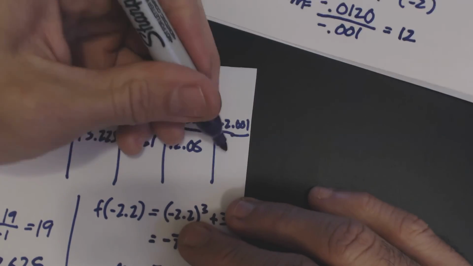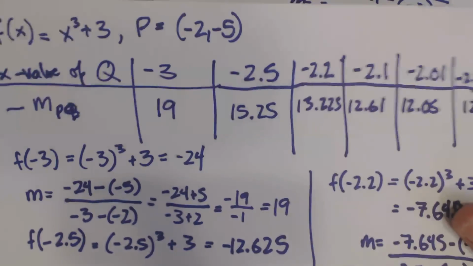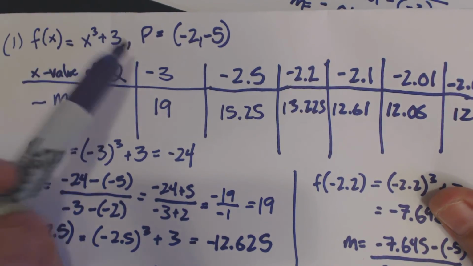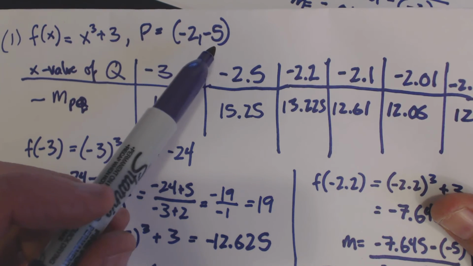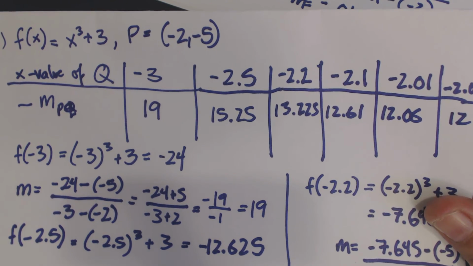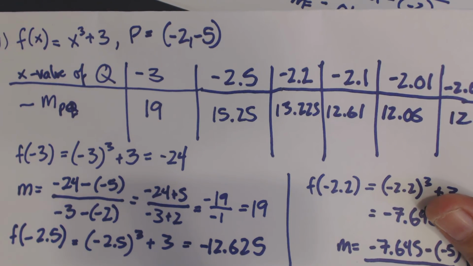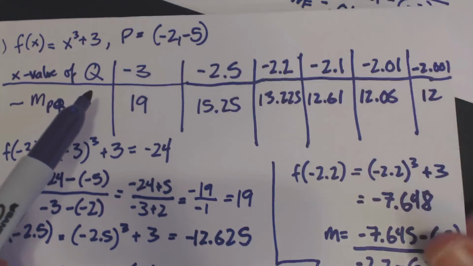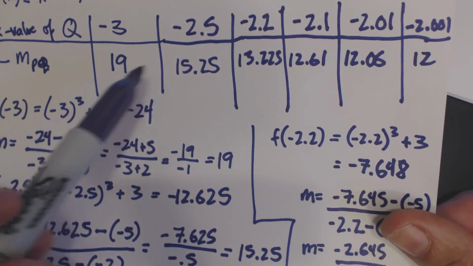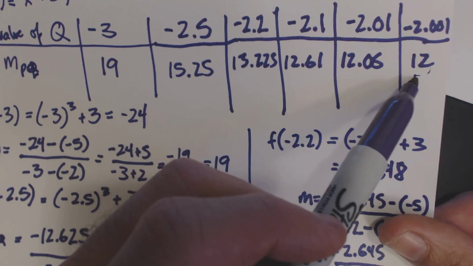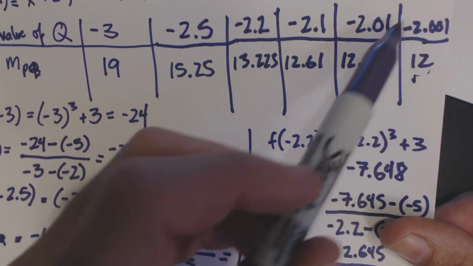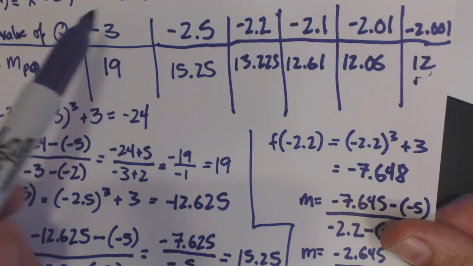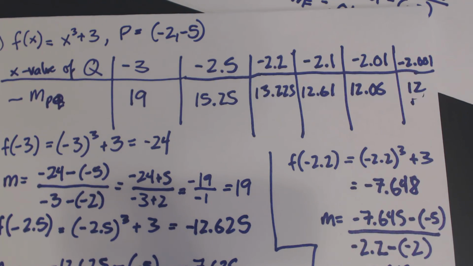So there you have it, folks. As we are approaching this point, negative 2, negative 5, and we are looking at the secant lines, the lines that connect these 2 points, and we're looking at the slope of those lines, we see that the slope is converging to this value of 12 as we approach negative 2, starting from negative 3 for the x value. Alright, hope you guys had as much fun doing that problem as I had. We're done here.